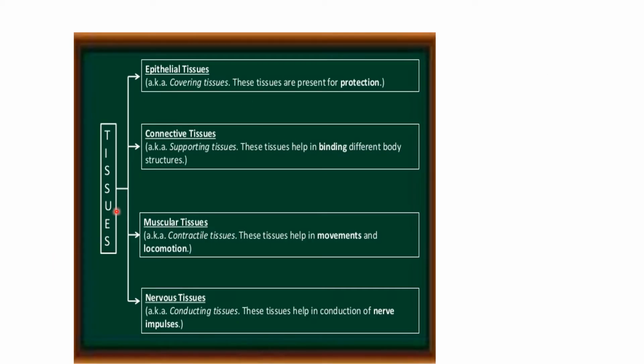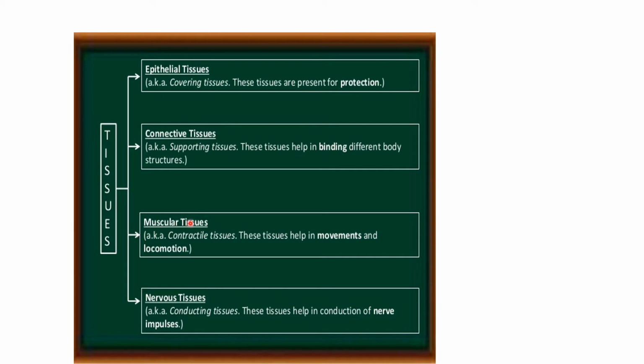So tissues are basically divided into four types. The first is epithelial tissue, which is also known as covering tissue. This tissue helps for protection. Second is connective tissue, which is also known as supporting tissue. This tissue helps in binding different body structures, hence it is known as connective.